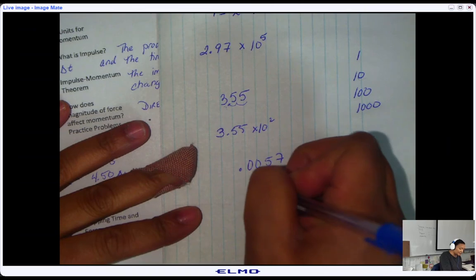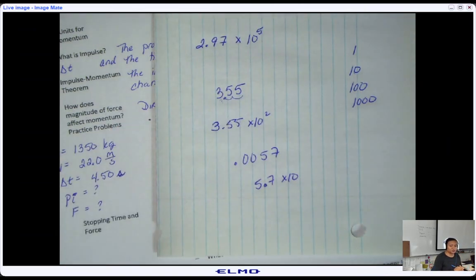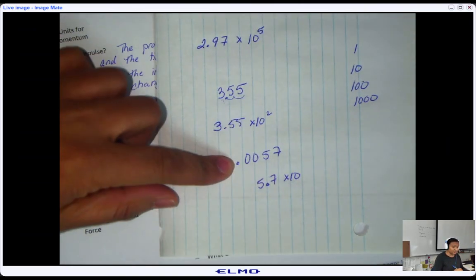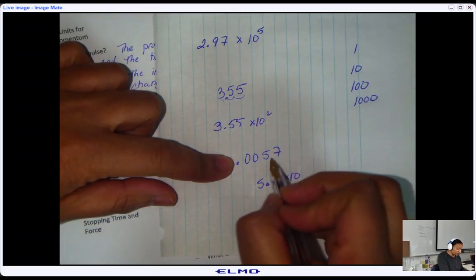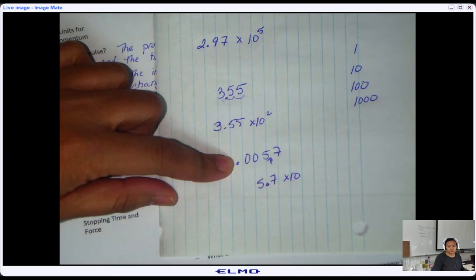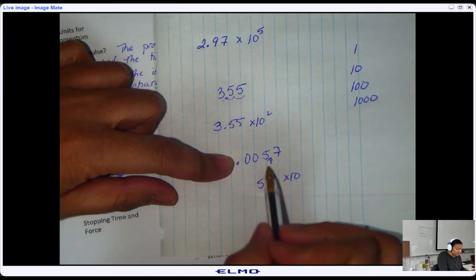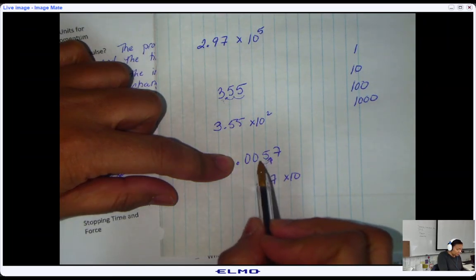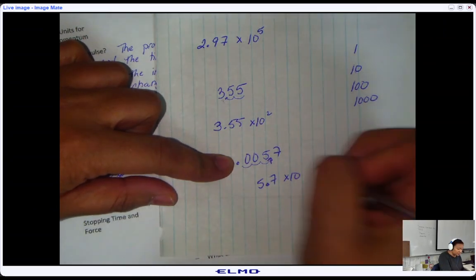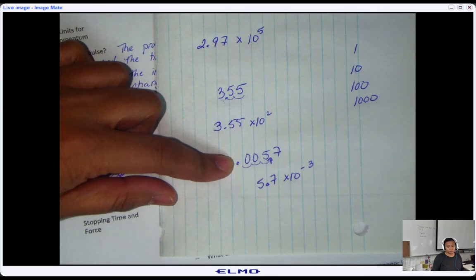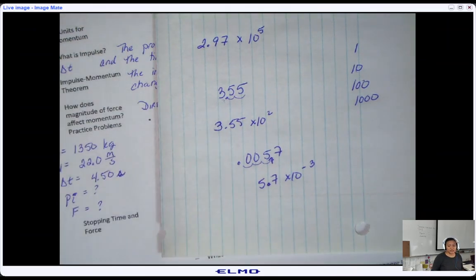In this case, to get the decimal back to the original position, which is here, you're going backwards. I put the decimal here, but I need to go backwards. That means you are dividing by 10. How many times do I need to divide by 10? 1, 2, 3. To show division with exponents, it's a negative. So it's 5.7 times 10 to the negative 3.